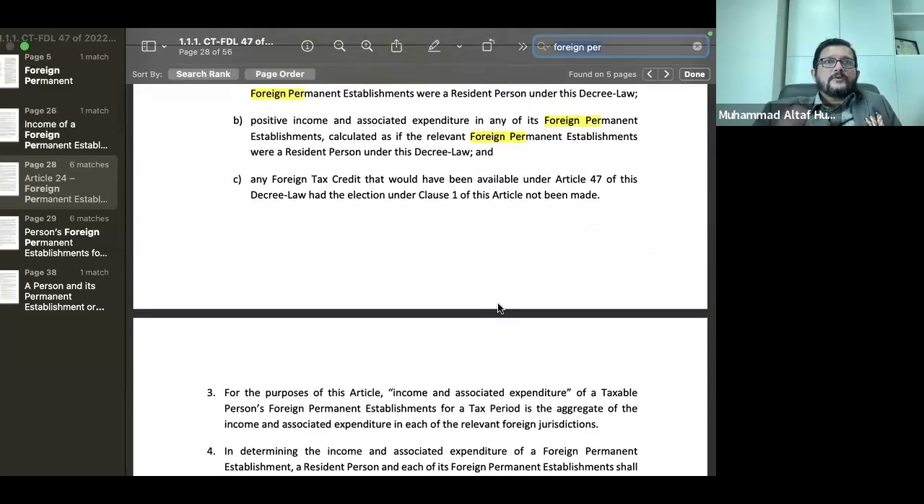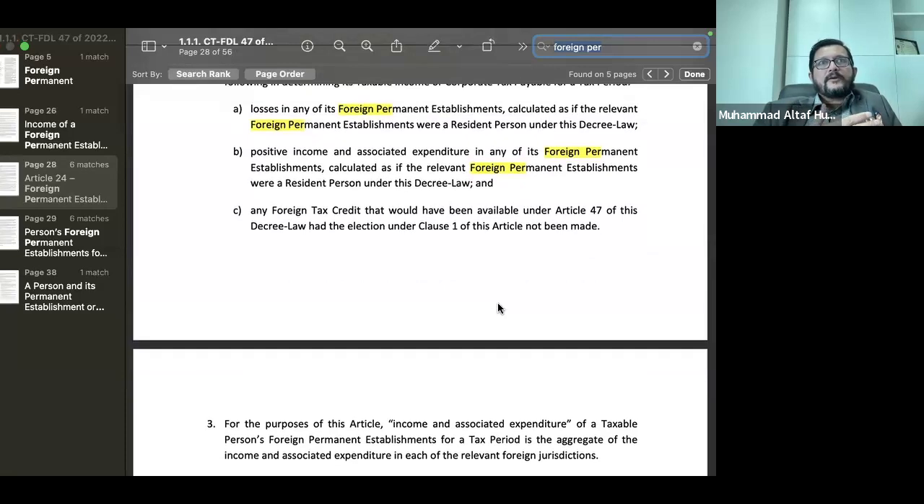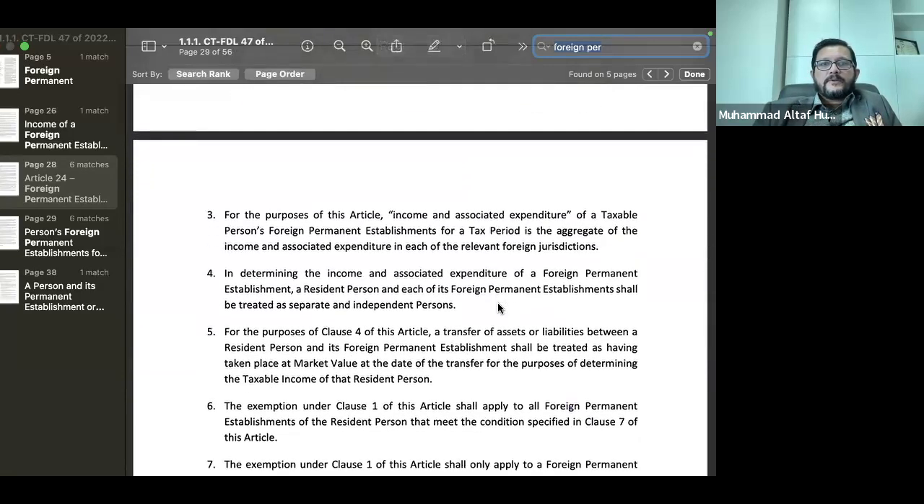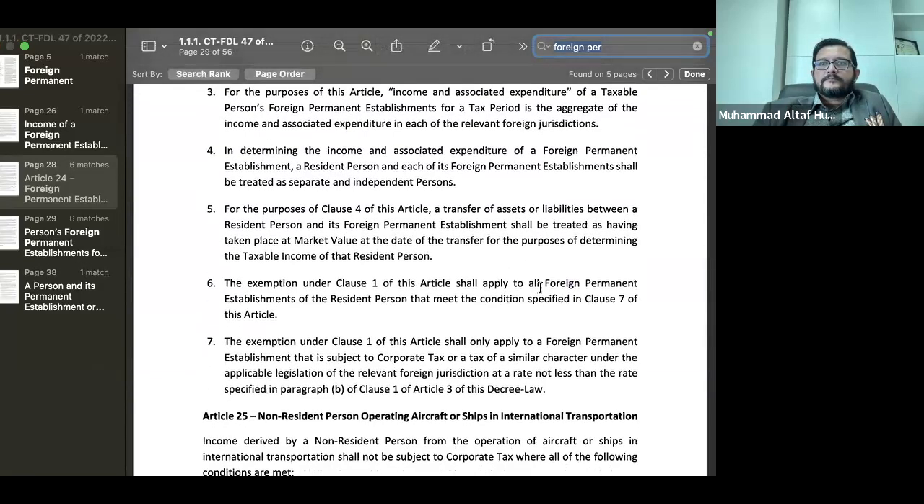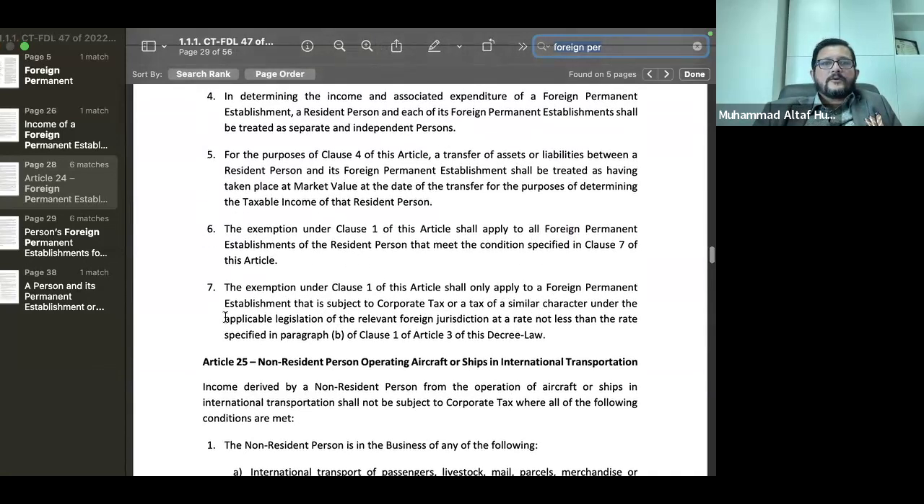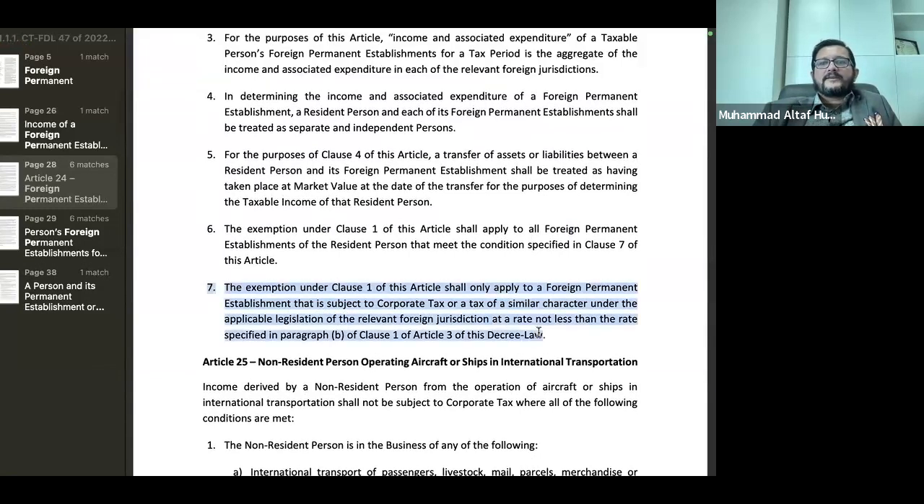So what does that mean? There are two things: exemption, and credit. If they were not at all taxed there, then hold on a second. I remember this exemption. There was a condition here. Clause 7: the exemption shall not apply to a foreign permanent establishment that is subject. That was the point I was trying to highlight. Now read this point carefully.